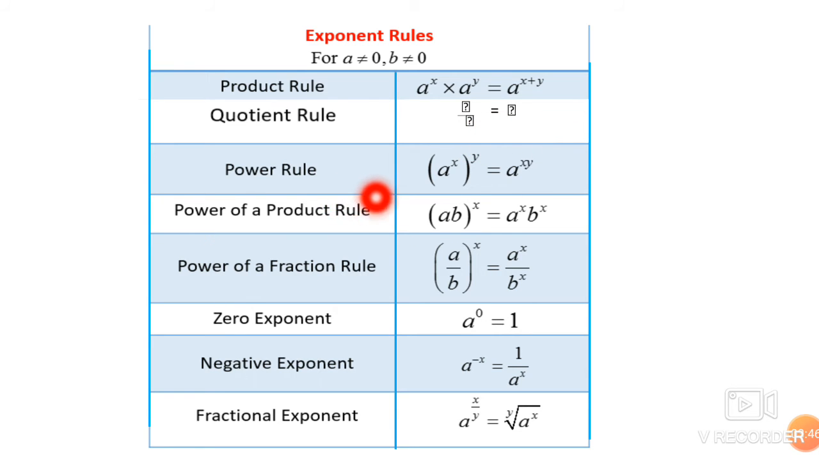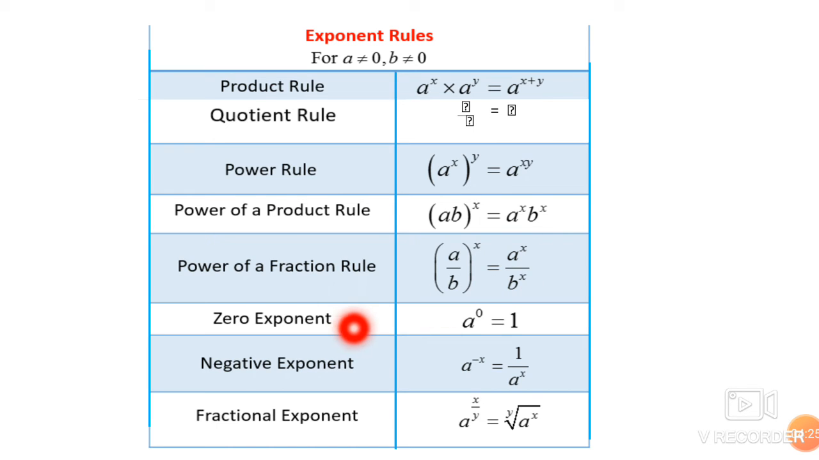Power rule. Power rule says if we have an exponent over an exponent, the exponents will be multiplied with each other. Base will be written as it is and the exponents will be multiplied with each other. Power of a product rule says if there are two things in the base and we have a whole exponent, this whole exponent will be written with every base. Similarly, power of a fraction rule, if we have a upon b and we have a whole exponent over it, this whole exponent will be written with the numerator and denominator both separately.